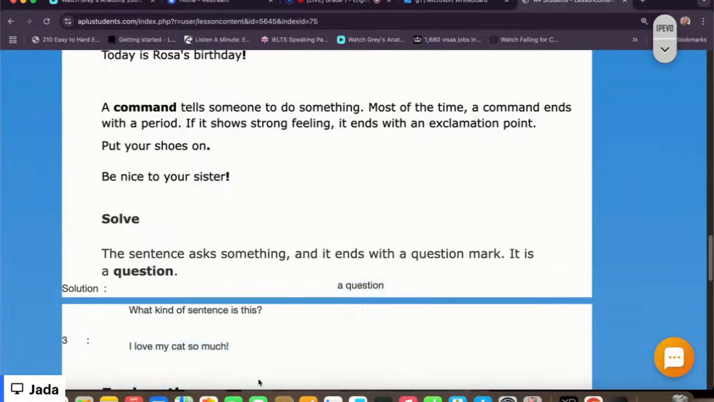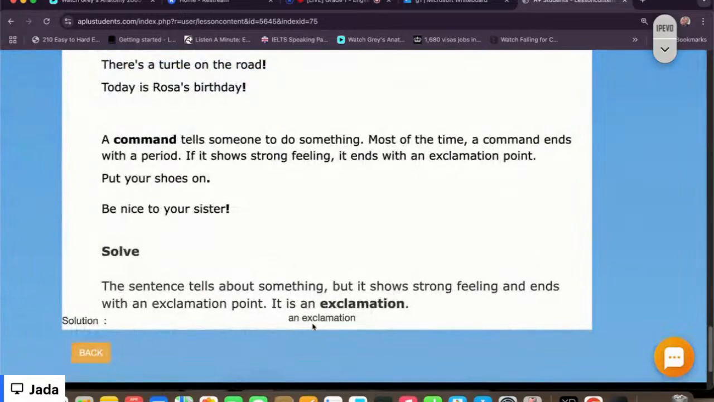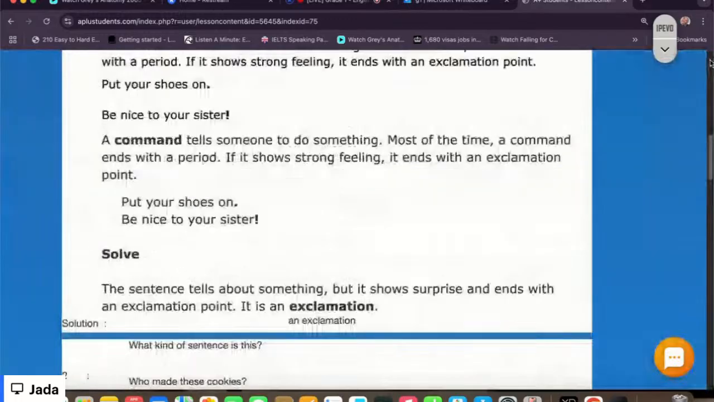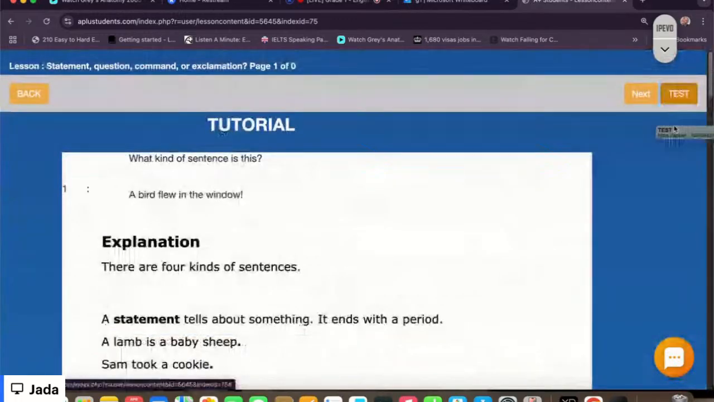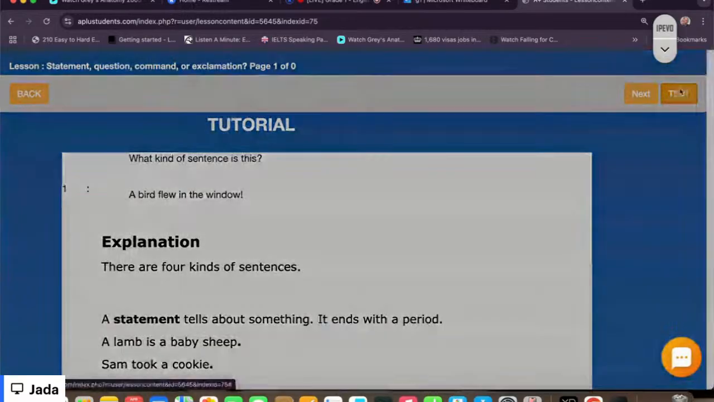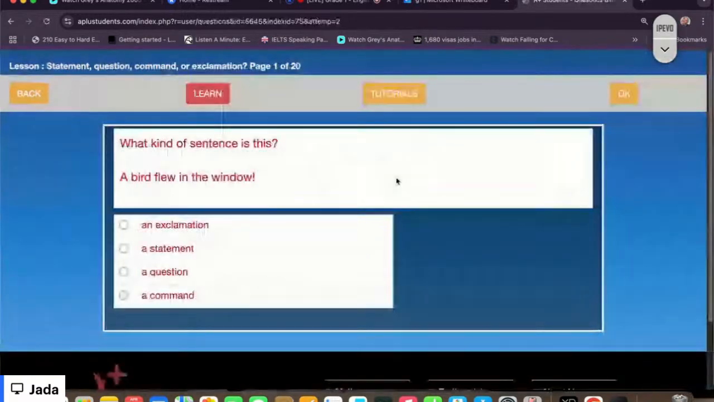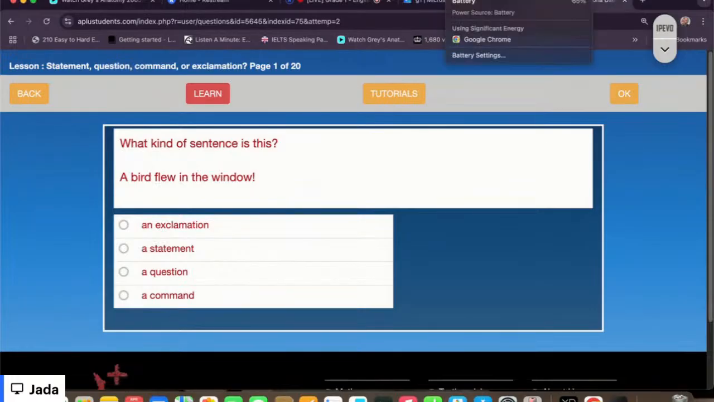I love my cat so much. This is also what? Exclamation. You will have to identify the sentences now. Okay. A bird flew in the window. Exclamation, statement, question, or command. What's the right one?